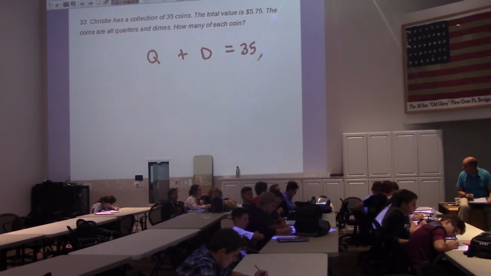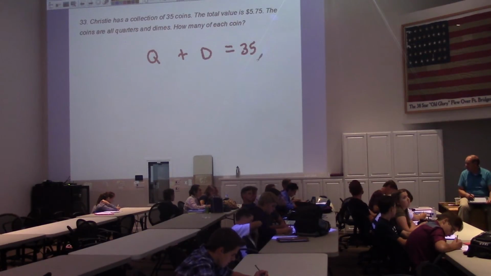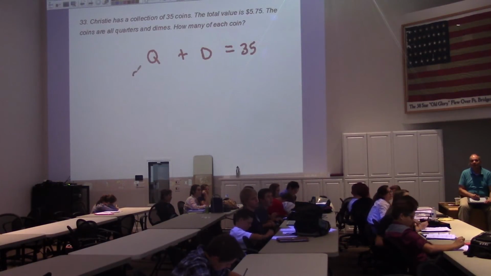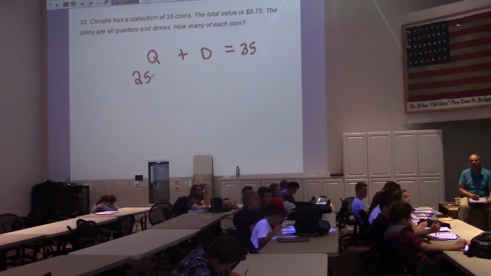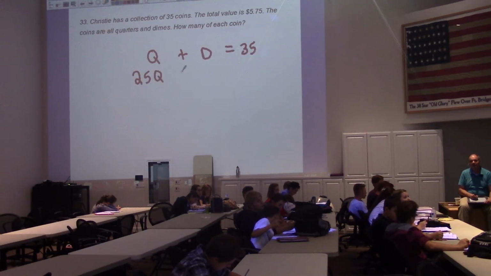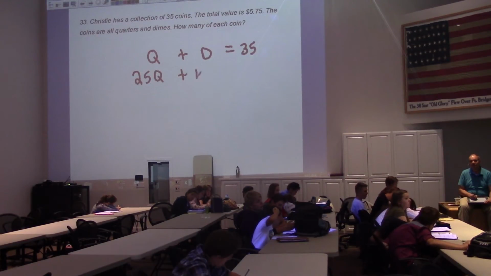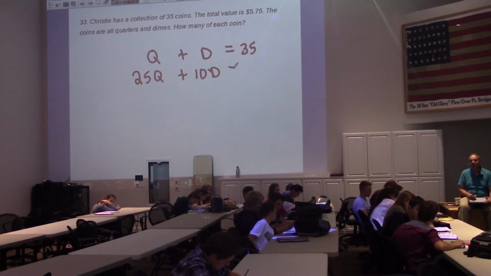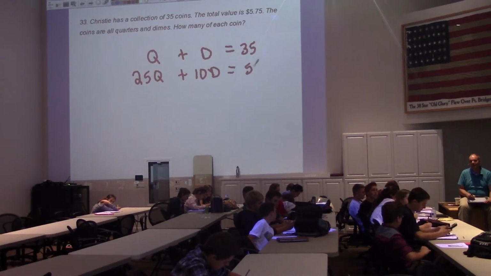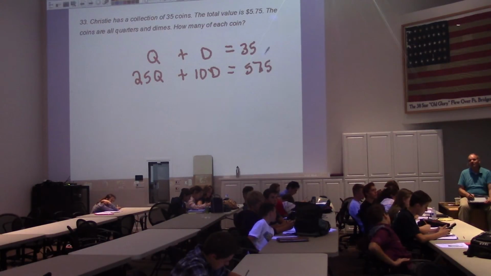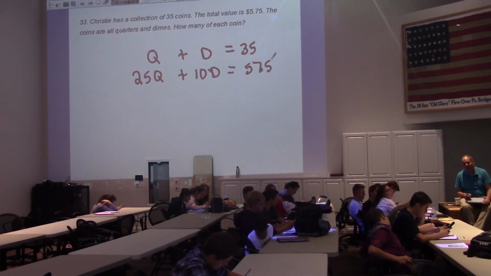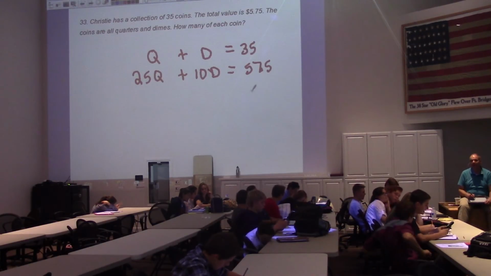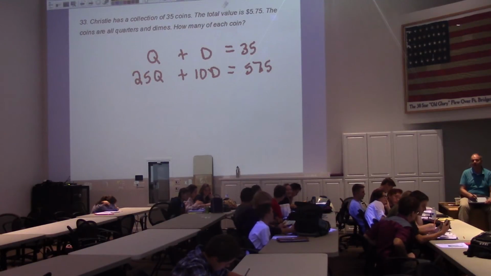Okay, Summer, can you give me the second equation of that one? What would that look like? It's 25Q, quarters, plus 10D equals 575. Does that make sense, you guys? The first equation tells me how many coins you have. The second one tells me what they're worth monetarily. Okay, it's built for elimination, right?